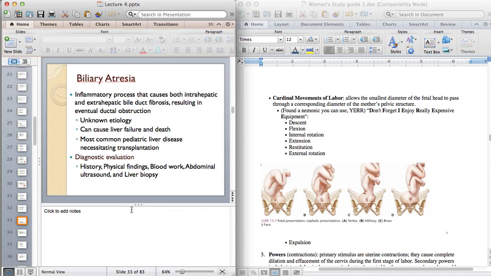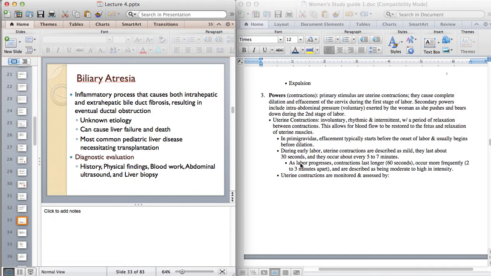So biliary atresia, for some reason, is an inflammatory process of the hepatic bile duct. It gets into fibrosis. And of course, it can cause some liver failure. And when that happens, the duct is not functional, there is nothing there, and our only possible treatment will be a liver transplant for the patient.